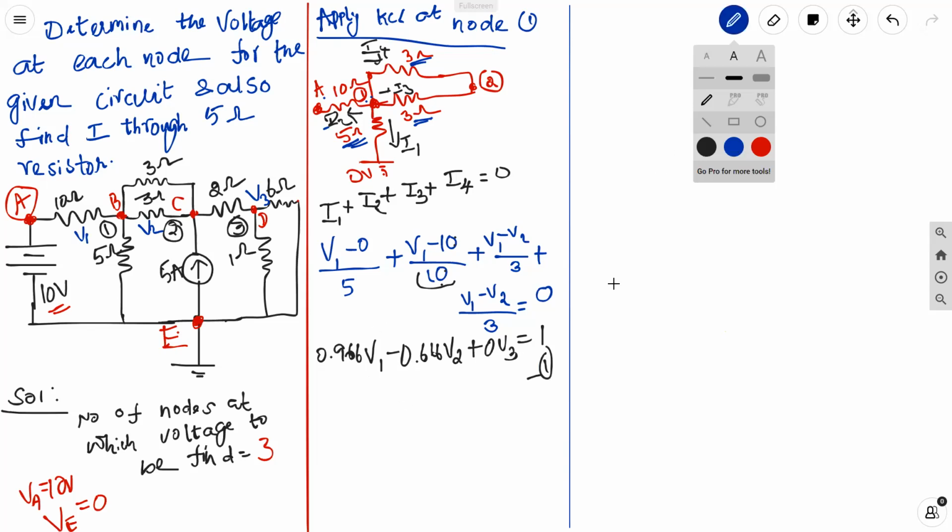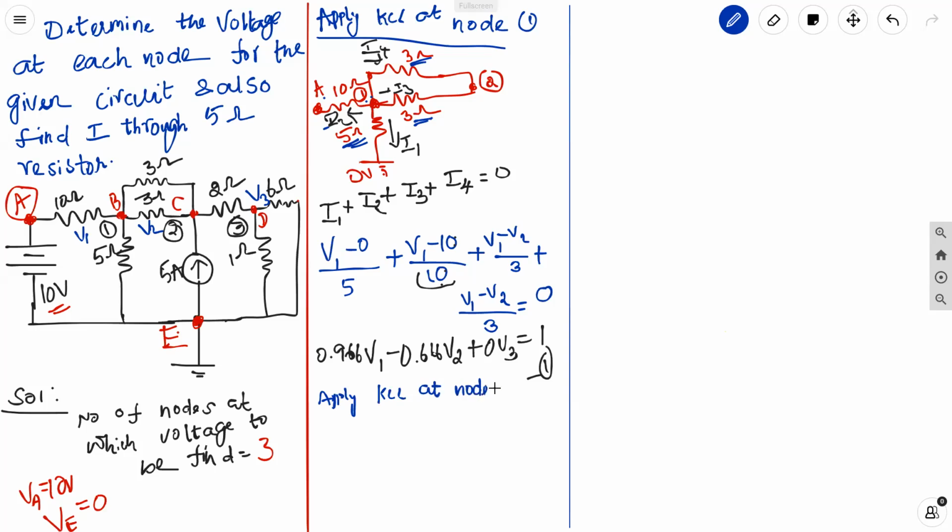Okay, done. Next, let us apply KCL at node 2. Listen carefully. Node 2 actually has a current source also. Node 2 has totally 3 resistors and 1 current source: two 3 ohm resistors, one 2 ohm resistor, and additionally a 5 ampere current source.